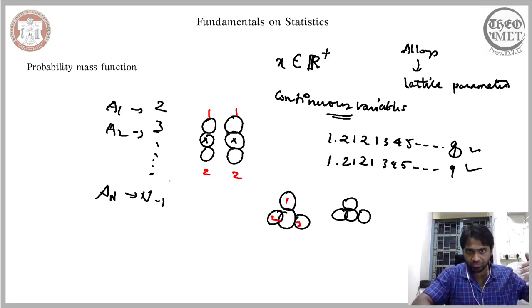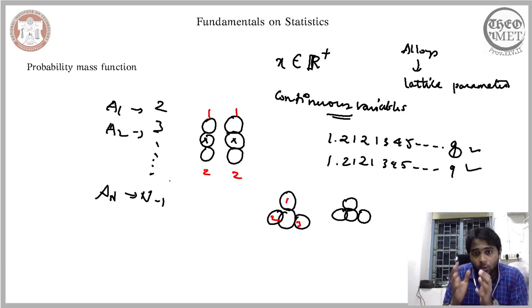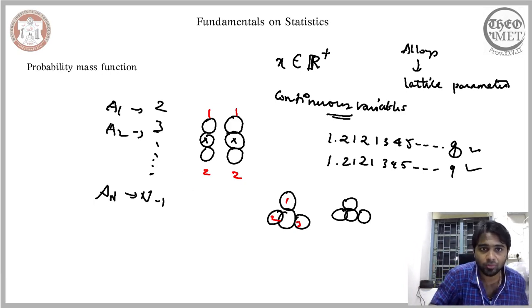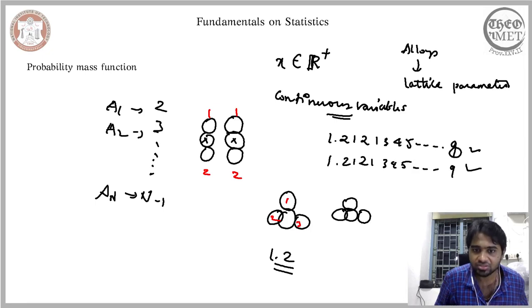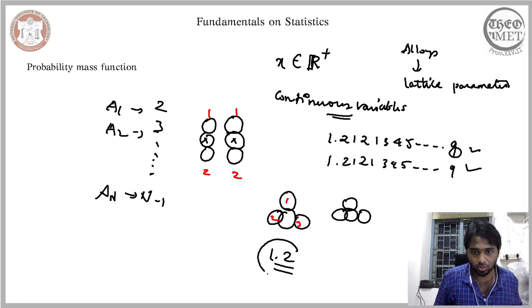number of neighbors for a given atom in that alloy can only range in terms of the positive natural numbers. It would not be possible for us to have the number of neighbors, or the number of atoms surrounding a given atom in an alloy, to be 1.2. Such real numbers are not possible. Such decimal or fractional values are not possible.